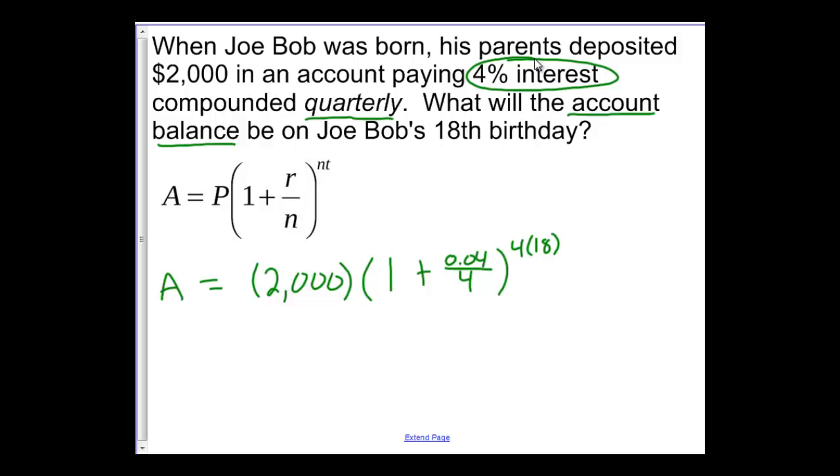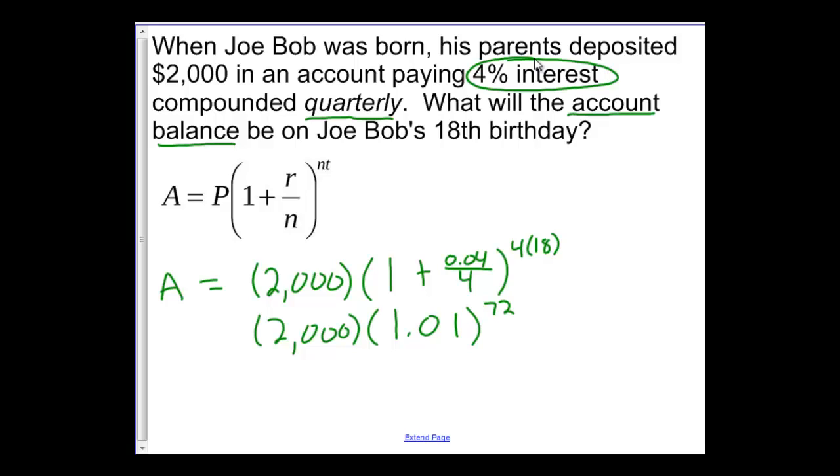First thing we want to take care of is that stuff inside the parentheses, the 1 plus 0.04 over 4. So I'm just going to punch into my calculator 4 hundredths divided by 4 and get that simplified for myself, and hopefully you can see that would just be 0.01. So really when I add 1 to 0.01, this amount right here is just going to be 1.01. Still have the 2,000 out front, and then we still have the exponent up there. 4 times 18 would be a way of simplifying that, which is 72. So now you're getting closer to where you have your answer for what his account balance will be.